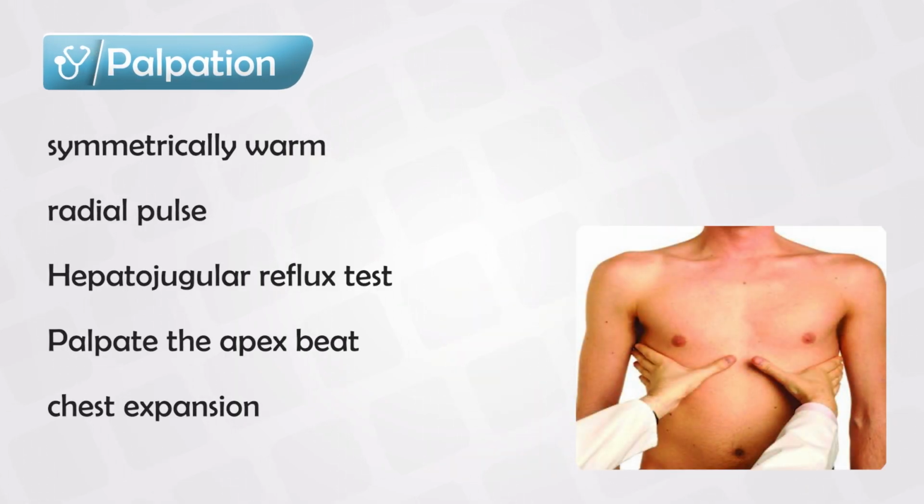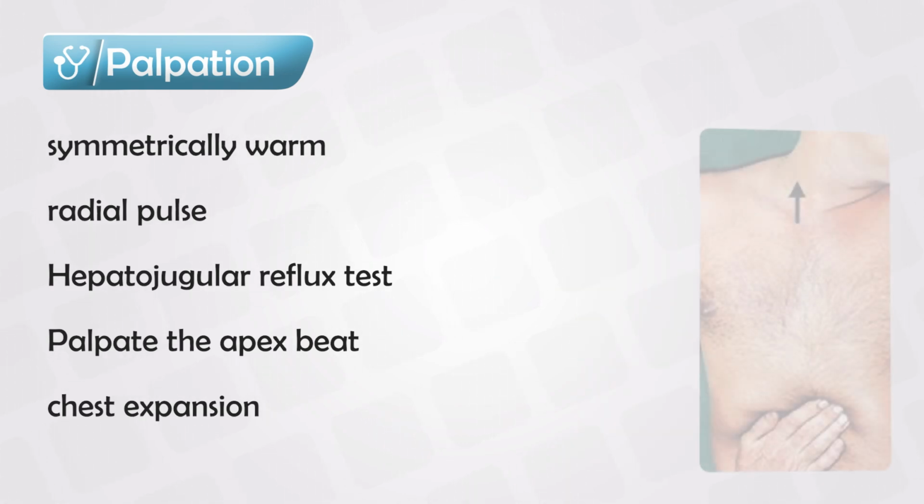The palpation starts by checking the radial pulse of both arms. Look for radial delay, the rhythm, and the pulse. And then we can look at the chest and see if it's symmetrically rising or symmetrically warm.